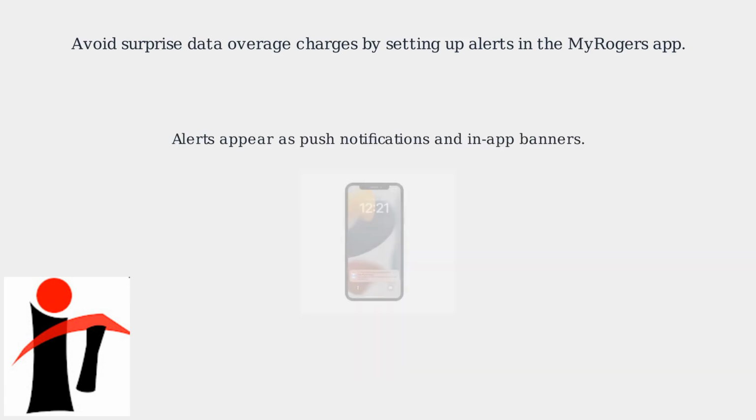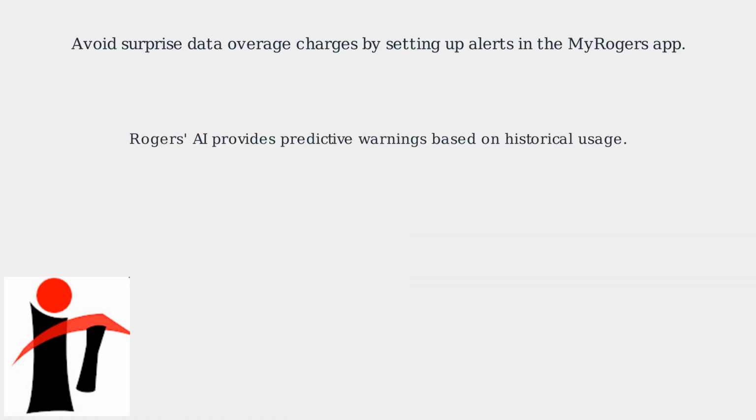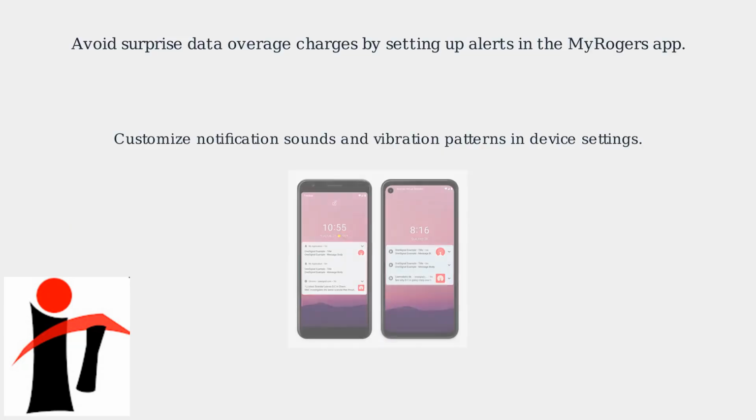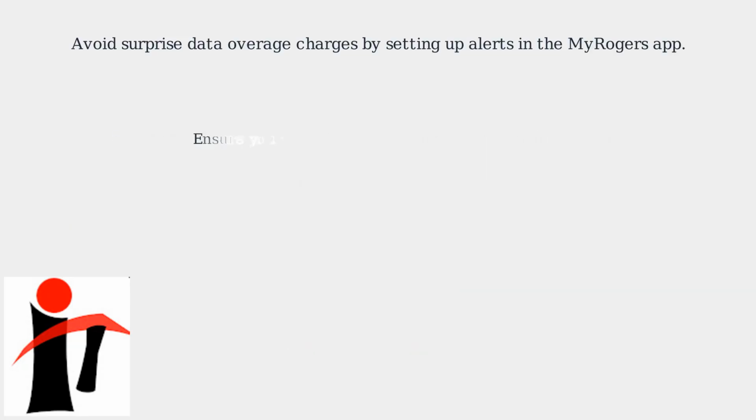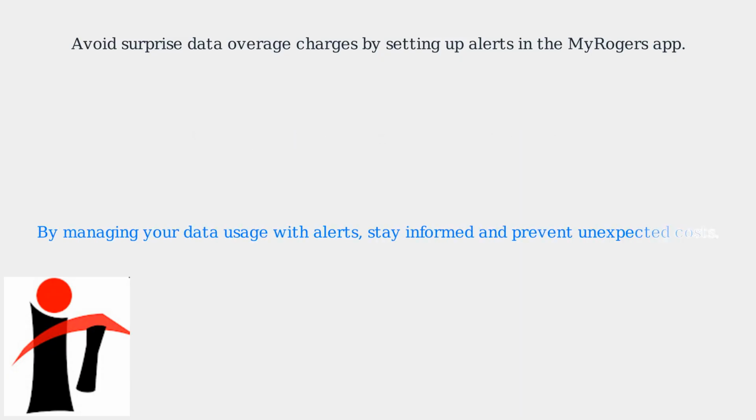These alerts appear as push notifications and in-app banners. Rogers' AI algorithms even provide predictive warnings based on your historical data usage. Customize notification sounds and vibration patterns in your device settings. To use this feature, ensure your device runs iOS 16 Plus or Android 12 Plus. By proactively managing your data usage with alerts, you can stay informed and prevent unexpected costs.